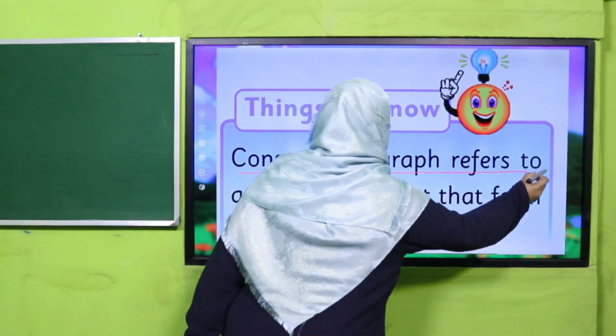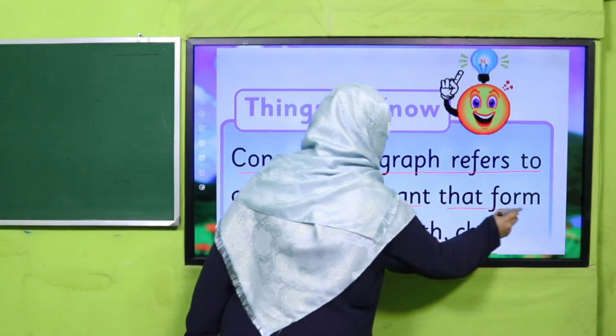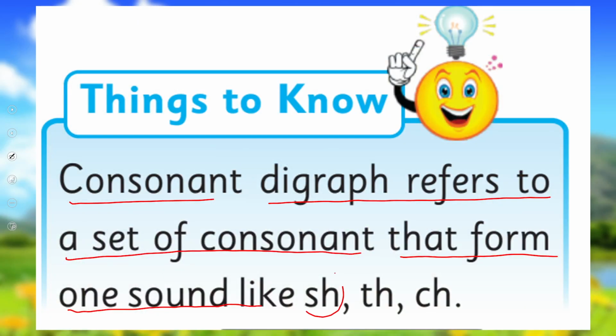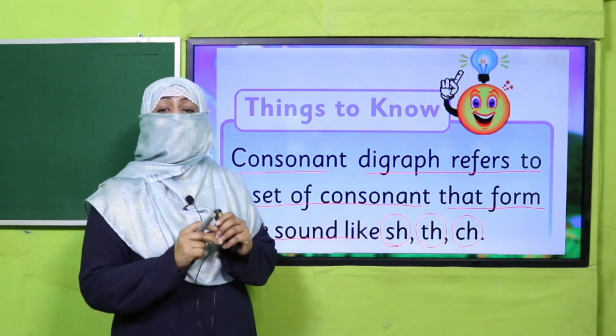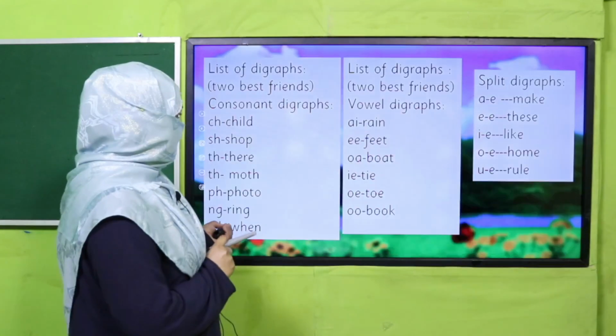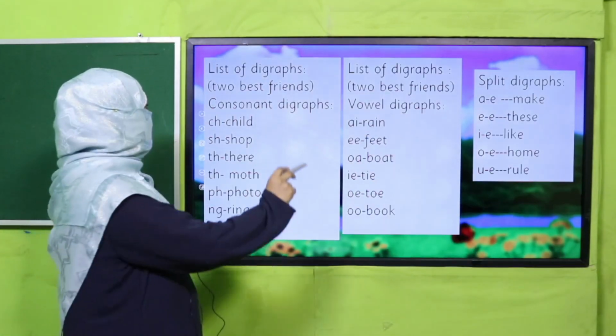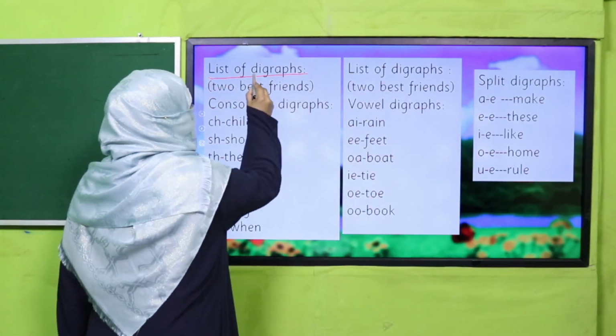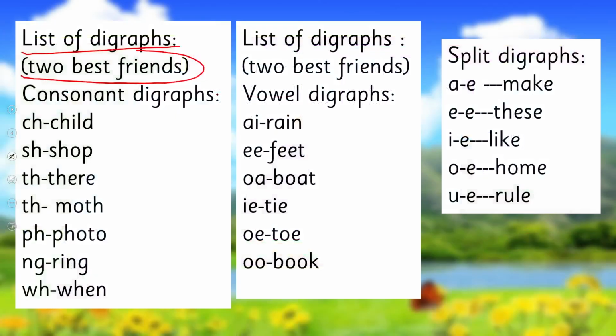Consonant digraphs refer to a set of consonants that form one sound like sh, th or ch. Right? So there can be different combinations. As I told you, di means two and digraphs mean two letters joined together to make one sound. So this can be the categories. List of digraphs, and digraphs, we say two best friends, because these two letters, they are very good friends, they don't leave each other. That's why they make one sound.